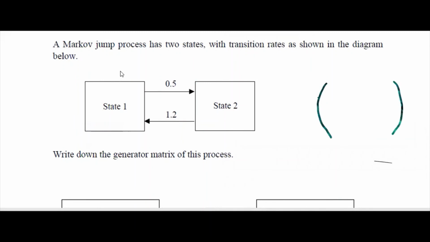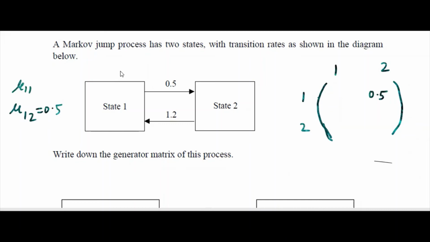Here, this is the generator matrix. Let me write state 1 and 2, state 1 and 2 here. Always this will be given: 1 to 2, 0.5. This is not the probability once again. This is transition intensity, mu 1 to 2, that is 0.5. This is given. Mu11 will not be given.